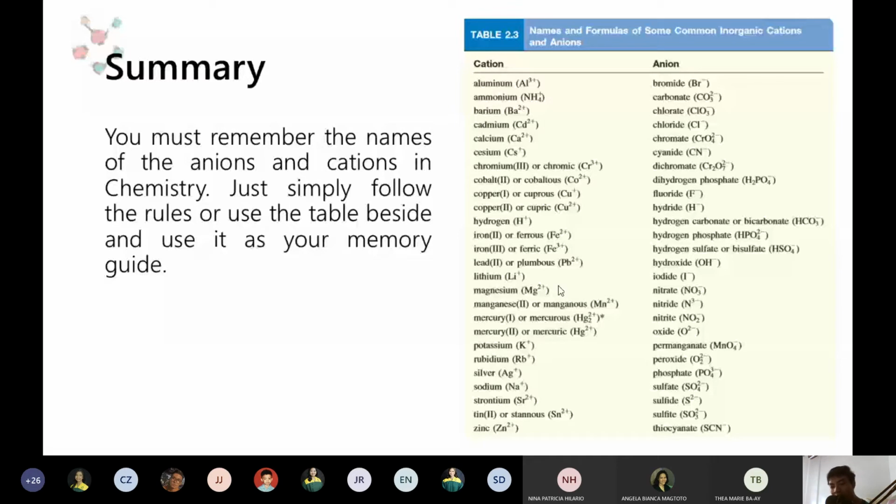Pero for our case, online learning tayo, I will allow you to use the table. Alam ko naman, nagte-table kayo, nag-google kayo sa quiz. Kayo bahala. Alam ko yan. So, yun lang. You can memorize this or you can familiarize yourselves with the rules.